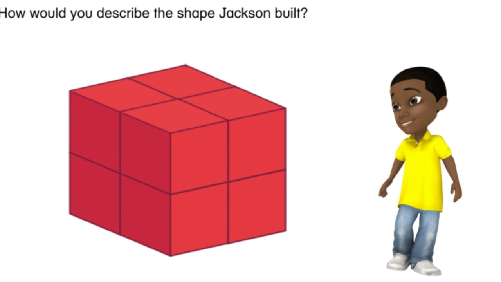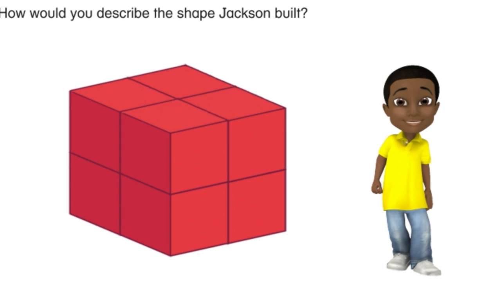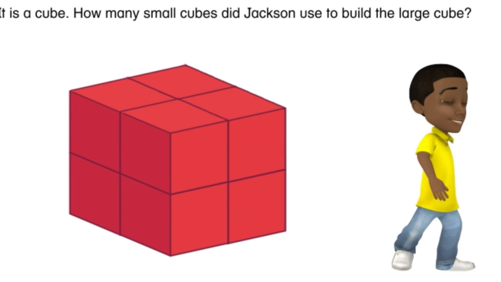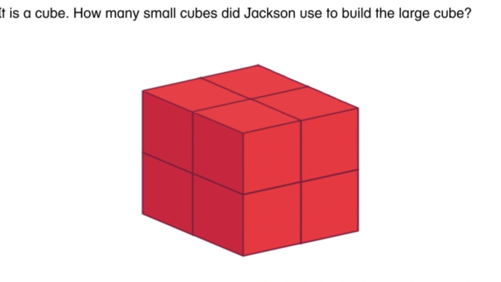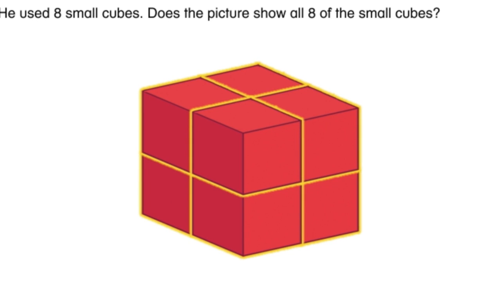How would you describe the shape Jackson built? Do you see a cube? Me too. How did he make that cube? You're right, with other smaller cubes. It is a cube. How many small cubes did Jackson use to build the large cube? Let's count. 1, 2, 3, 4, 5, 6, 7, and then there's one you can't see. That makes 8. He used 8 small cubes.